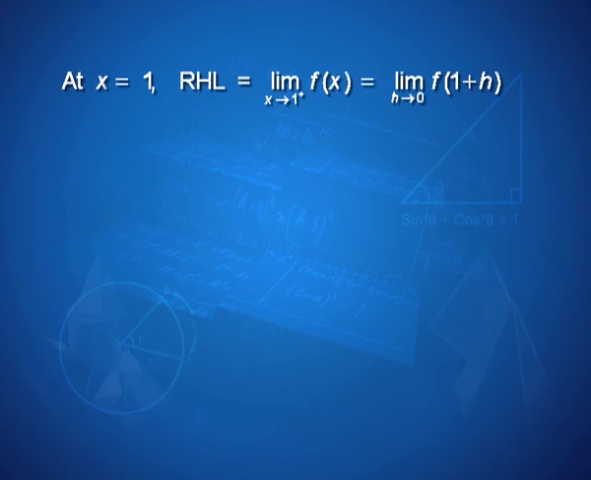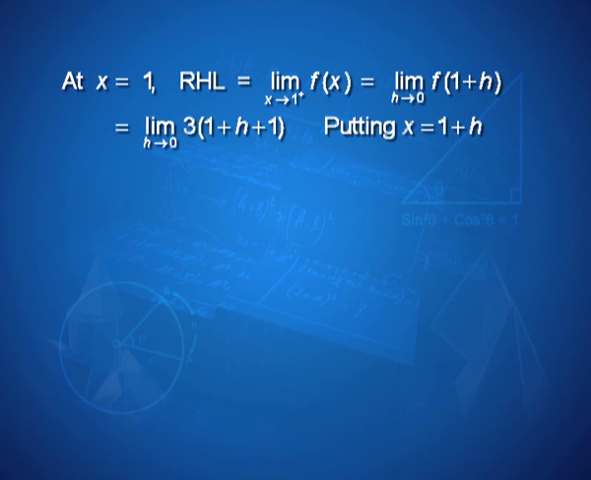Now at x = 1, the right hand limit is equal to the limit of f(x) as x tends to 1 positive, which is equal to the limit of f(1 + h) as h tends to 0, which is equal to the limit of 3(1 + h + 1) as h tends to 0, which is equal to 3(1 + 0 + 1), that is equal to 6.